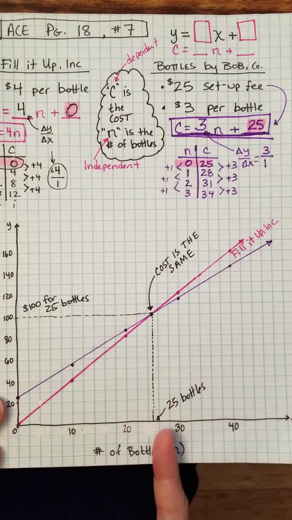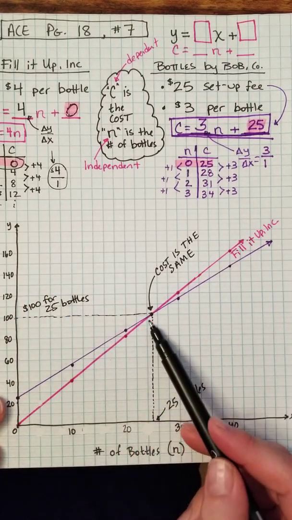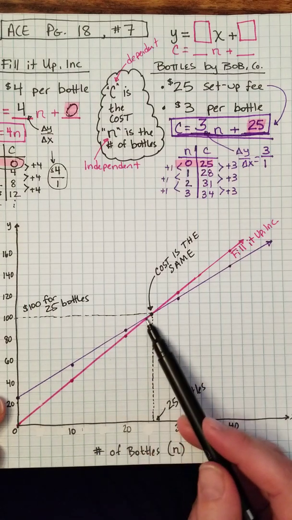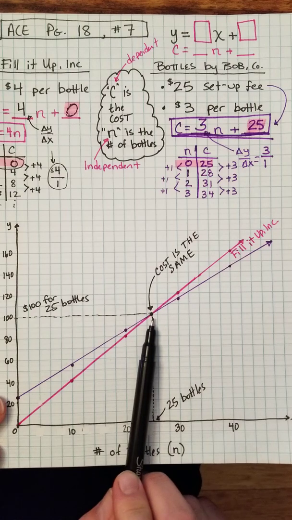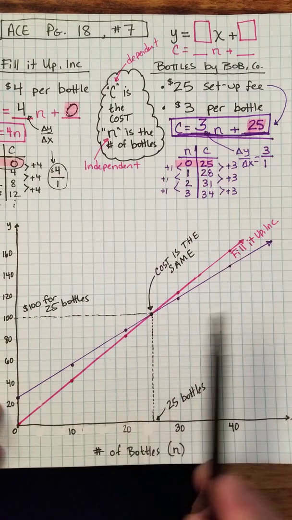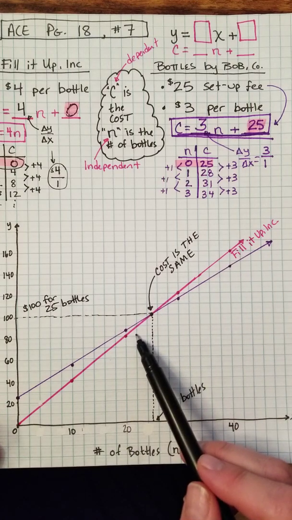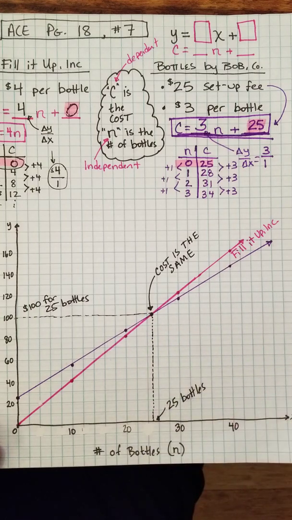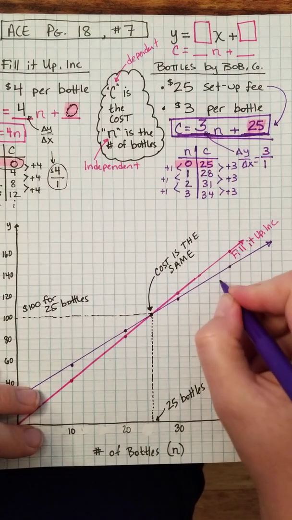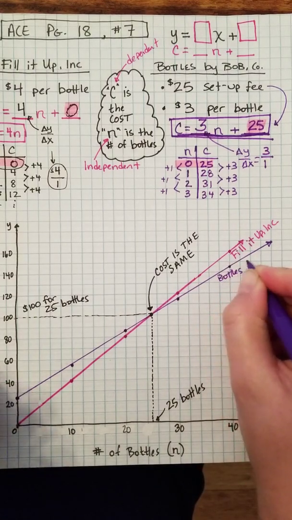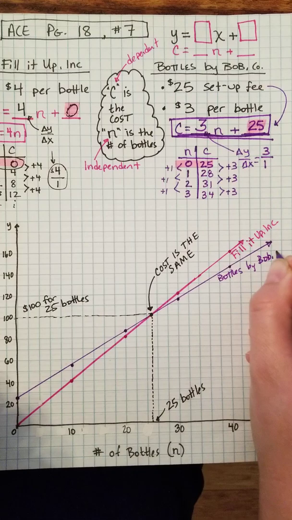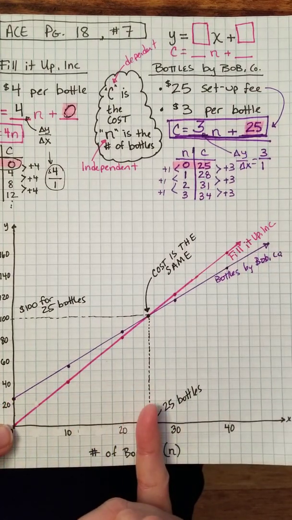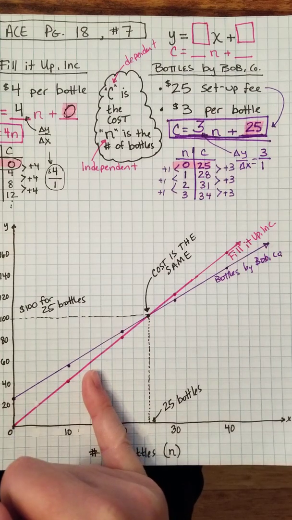Anything below 25 bottles, you'll see that Fill It Up is the better choice because their prices are lower. Any amount of bottles after 25, Bottles by Bob. I didn't mark it, so this is Bottles by Bob. I'll repeat that. So any amount of bottles up to 25, you're going to want to go with Fill It Up because the cost is less.